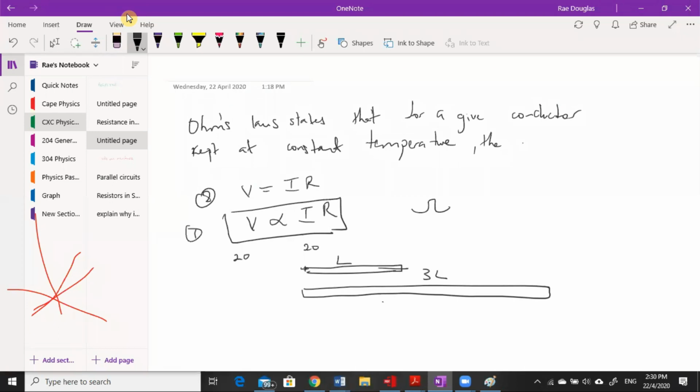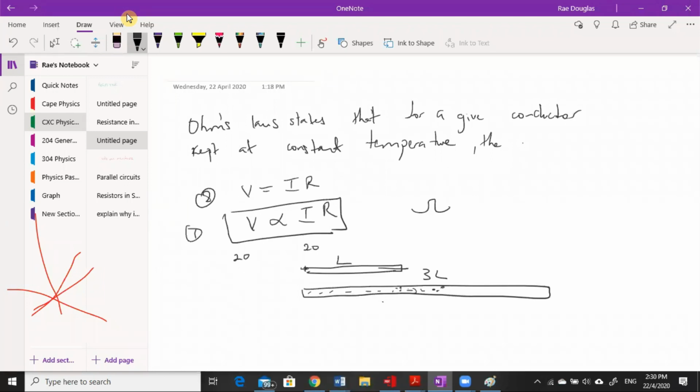Now, when I increase the length, I'm going to have more collisions taking place inside of this. So at some point, maybe it will even stop the flow of the charge because of so many collisions taking place inside of this thing, right? So that's kind of the explanation of what happens when you increase length.